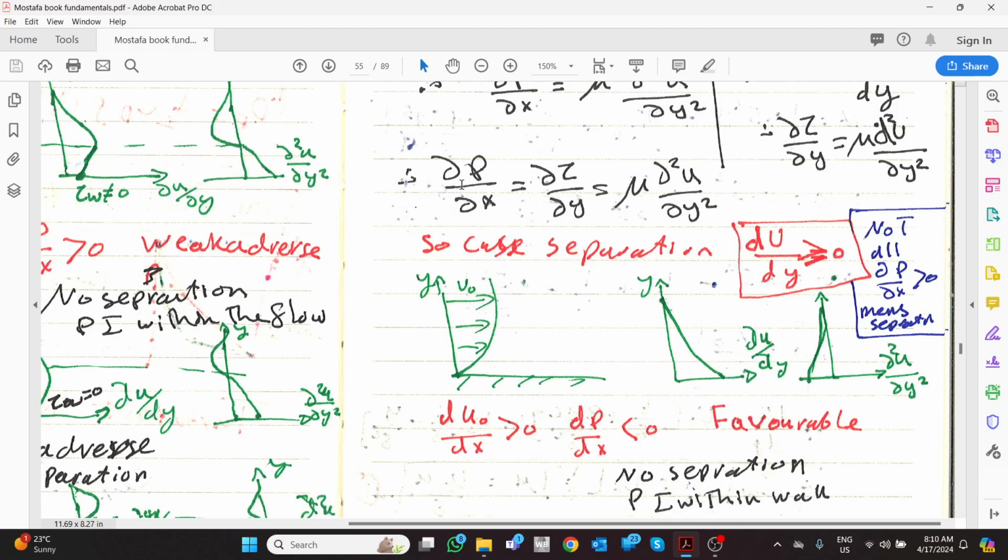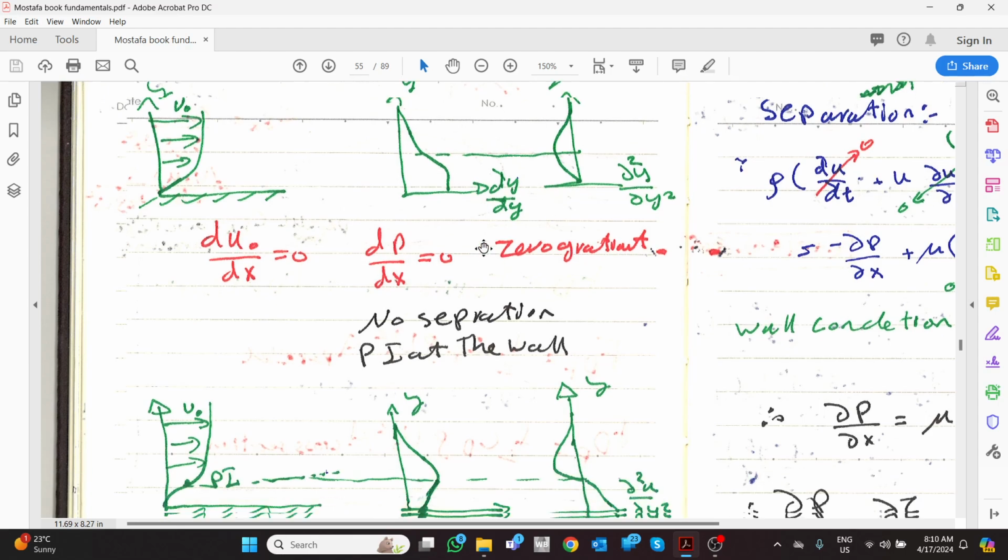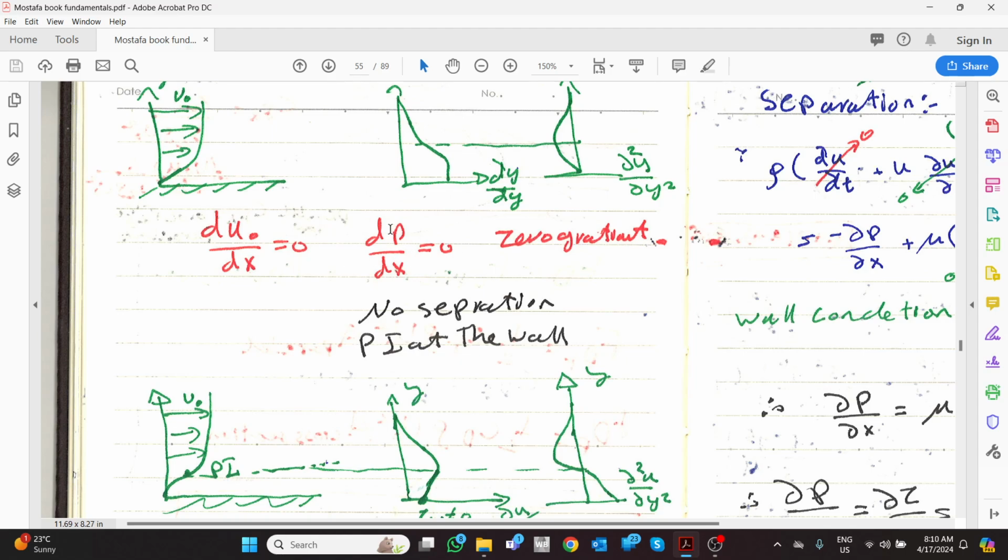But it doesn't mean all positive pressure is going to create separation. You need to be a little bit higher. Let's see the examples. If you have no change in the pressure, so dp/dx is equal to 0, it is zero gradient, no change, everything is okay, there is no separation. And the center, if there is a separation, B is the center of separation, but it is on the wall.